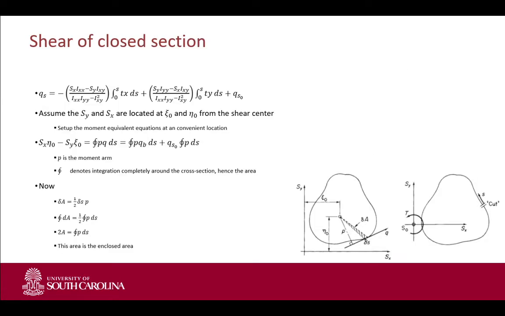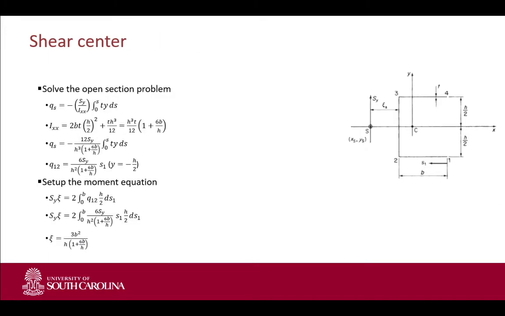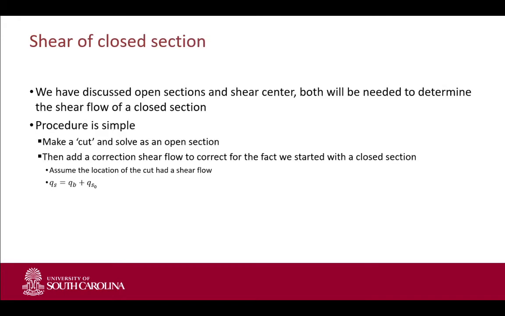And then the next topic we discussed was what we can do with a closed section. In open section we always said we're going to start at a location like 1 or 4, because we know that the shear flow at that location is 0, so we can start our equations. For a closed section, we don't have a location where we know the shear flow to be 0, so we have to start at a different location.